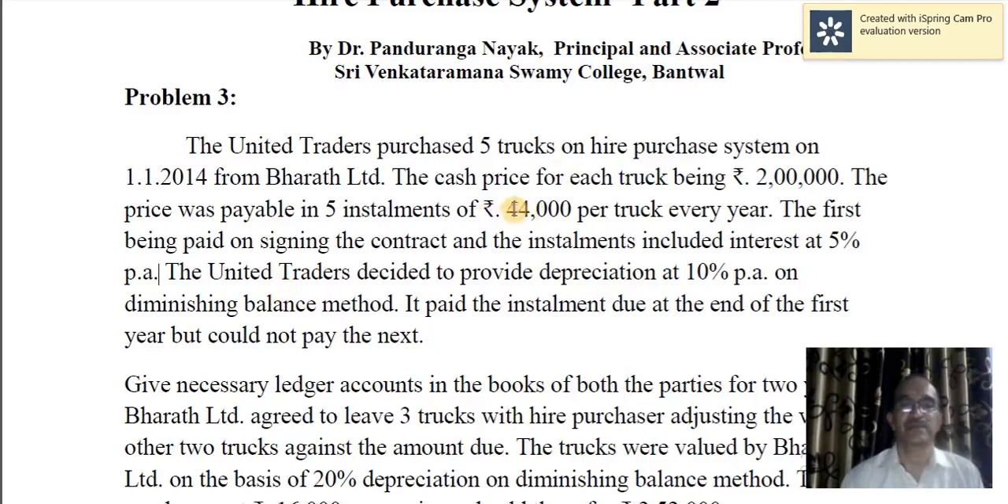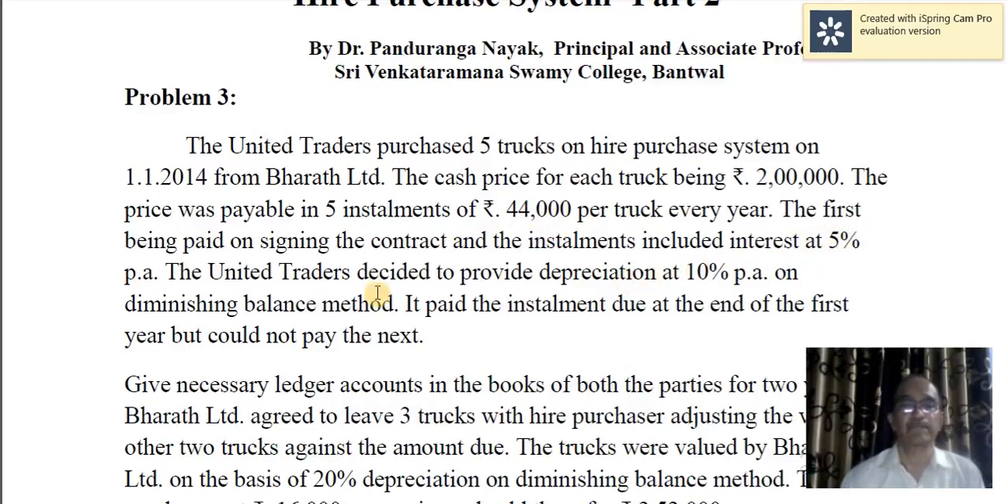If you look at the hire purchase price per truck, it is 44,000. And if you consider 5 installments, that will be 2,20,000, whereas the cash price of each truck is 2 lakh. That means the difference between the hire purchase price and cash price of each truck is 20,000. And how this 20,000 is collected in different installments, you must know.